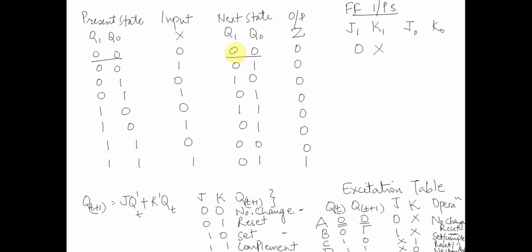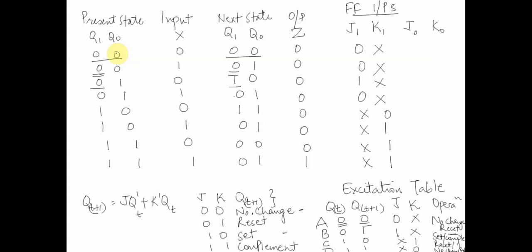If my next state is going from 0 to 0 again, it's the same thing, 0x. It's going from 0 to 1. 0 to 1 means 1x. 0 to 0 again would mean 0x. 1 to 1 would mean x0. Here 1 to 0 would mean x1. 1 to 0, 1 to 0 would again be x1, x1.